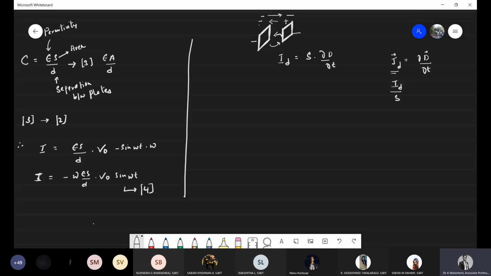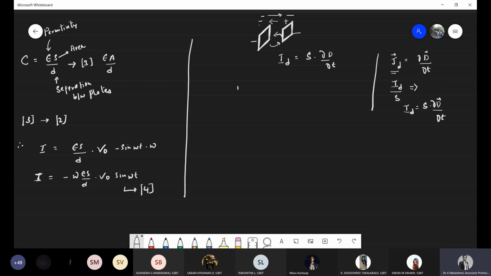I started with this. What is current density? JD, the displacement current density, is the rate of change of electric flux density between the charged plates. So JD is equal to total current over total surface area. This implies ID is equal to S dou D by dou t. Now I'll write it here: ID is equal to S dou D by dou t.